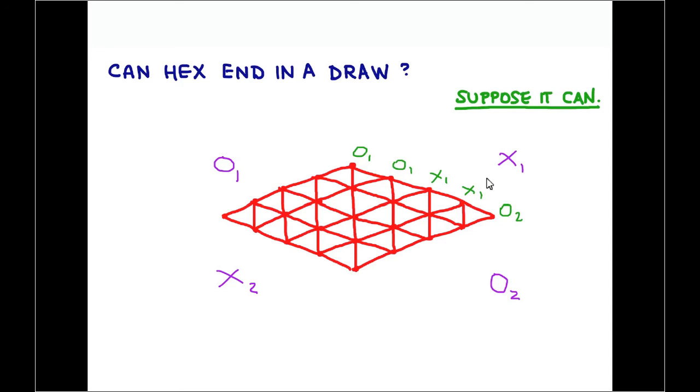You with me? Similarly, for the X's, if there's a chain of X's to the X1 side, we'll label it X1. And if there's not a chain to the X1 side, we'll call it X2. Everybody with me? So I've now taken this board that had two labels on it, and now there are four labels: X1, X2, O1, O2. You with me? Okay. Now, what's the labeling condition? What are the boundary conditions here?